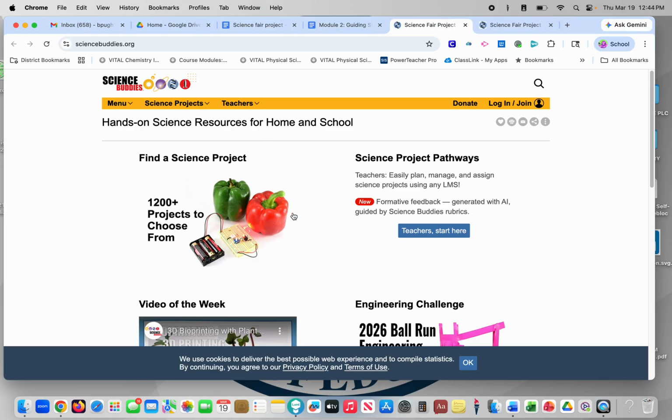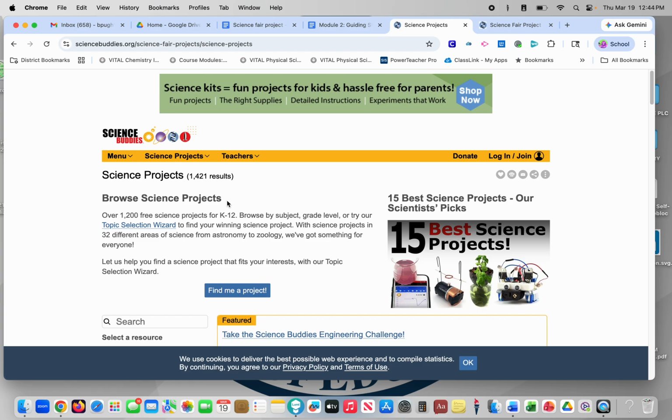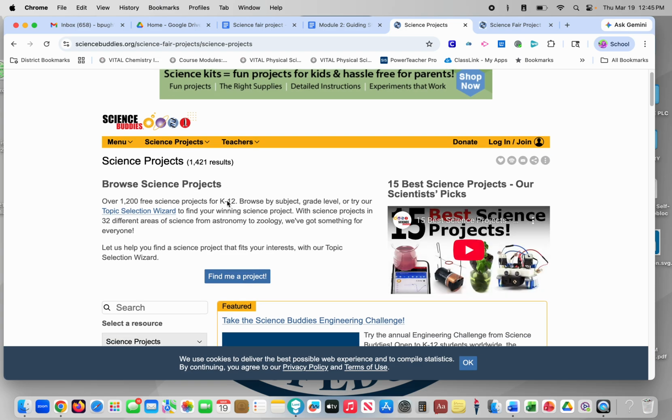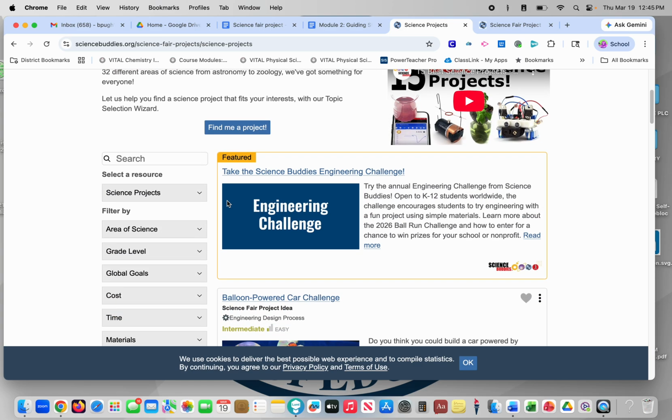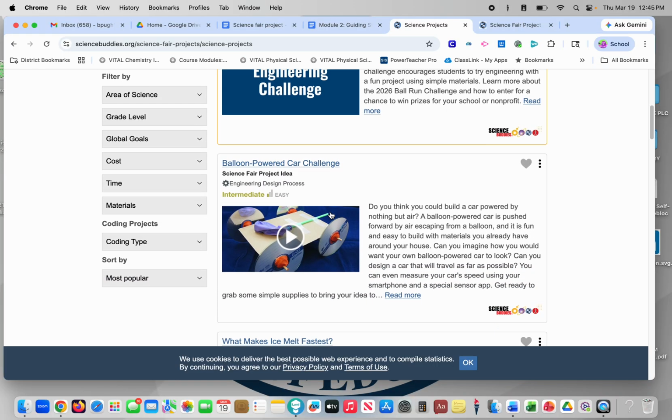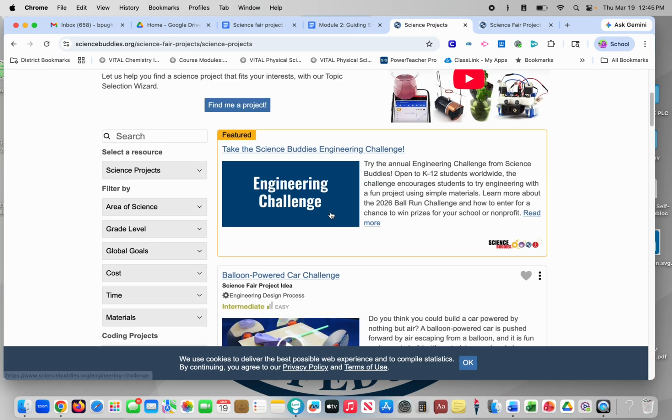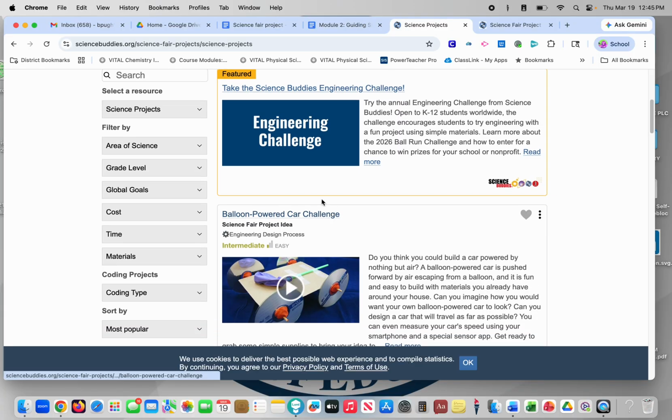So this is your interactive tip, to help you determine what kind of science project you want to do. They give you lots of different ideas. This is kind of a project selection wizard. Down on the left, it's going to start telling you some ideas. Don't start scrolling yet. Come over here, and it asks you to narrow it down, right?